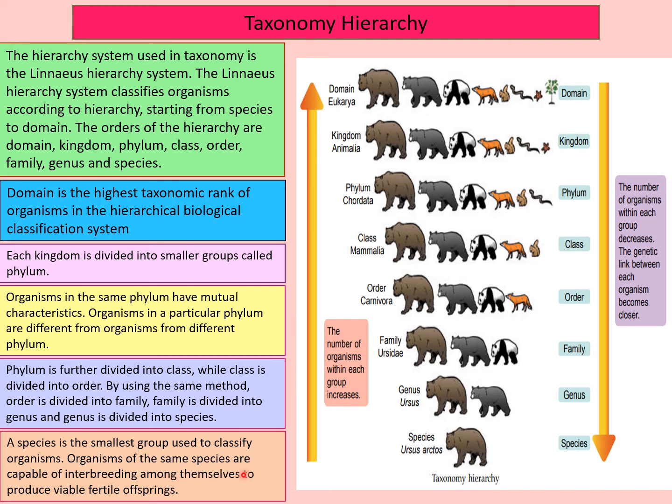A species is the smallest group used to classify organisms. Organisms of the same species are capable of interbreeding among themselves to produce viable, fertile offspring. That means the same species can only interbreed with the same species. So the brown bear cannot interbreed with the black bear.